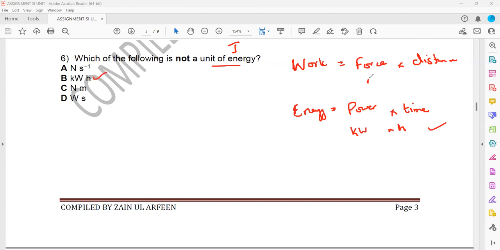Newton meter, if the force is in Newton and distance in meter, so the unit will be Newton meter. Watt into seconds, that's also correct because the unit of power is watt. It can be watt, it can be kilowatts, but here if the unit of power is watt and the unit of time is second, so it will be watt second. But Newton divided by second, like none of the formulas gives Newton divided by second, or N s minus 1. So there is no unit of energy which is N s minus 1. That's why A is the right answer. Like A is not a unit of energy. Rest all of them are units of energy.